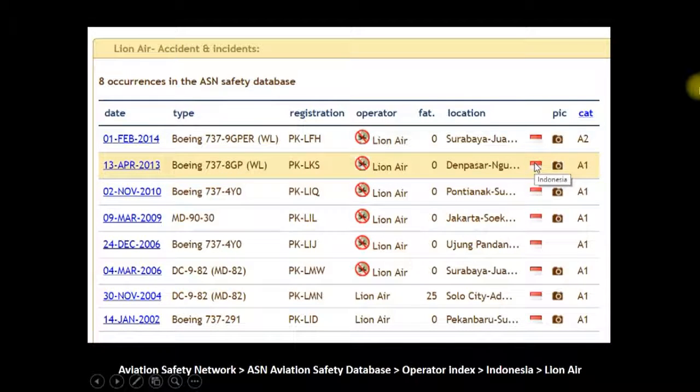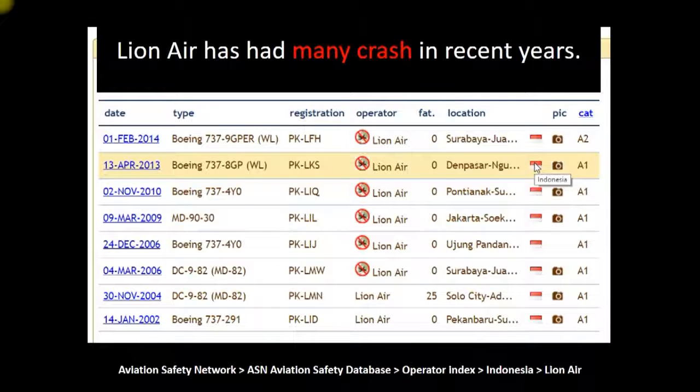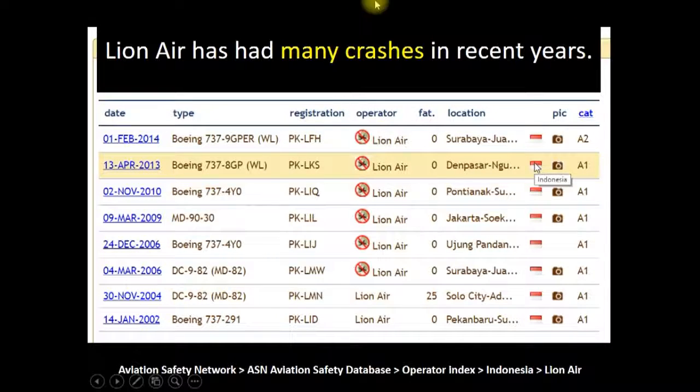Now, here's an example about Lion Air. We see starting in 2002 all the way to 2014, we have many crashes. So we can't say many crash because it's plural. So Lion Air has had many crashes in recent years. Don't forget to add this extra syllable. Crashes. Many crashes in recent years.